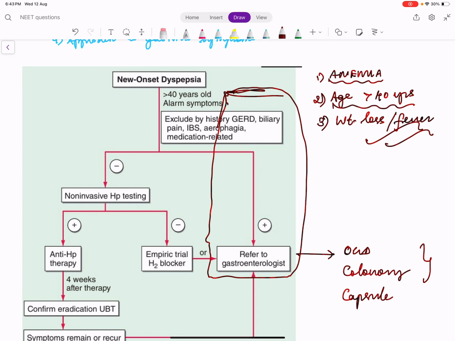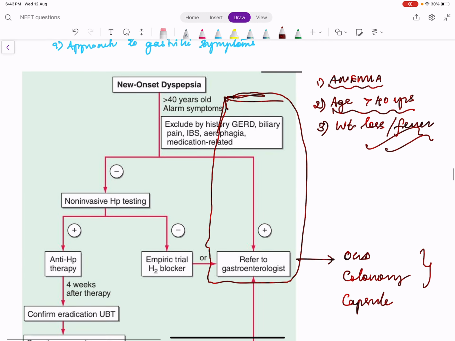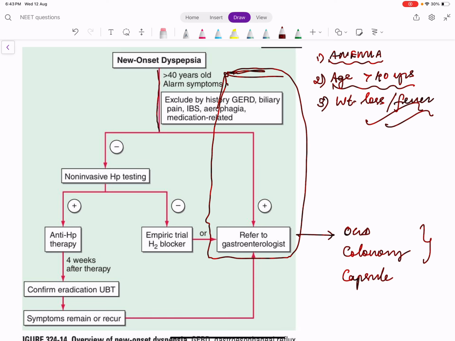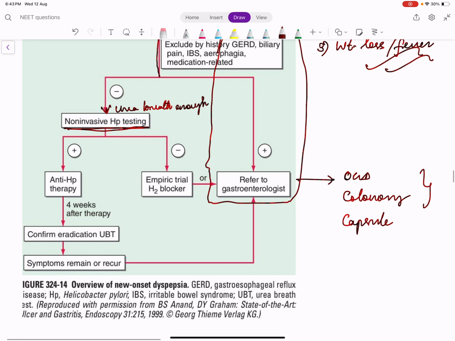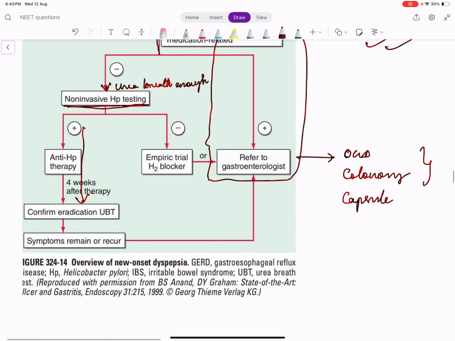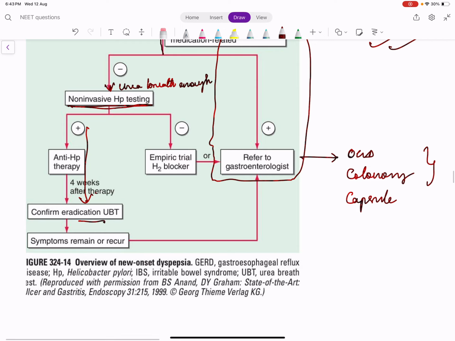Suppose none of these alarm features are present, we always have to rule out H. pylori. We need not do an invasive endoscopy to take a biopsy and do a silver stain or a rapid urease test to diagnose H. pylori. Non-invasive H. pylori testing like H. pylori antigen testing in the blood or stools or the urea breath test alone is enough. So if there are no red flag signs, we can do non-invasive HP testing. If it is positive, we can treat and confirm eradication. Suppose this test is negative, just a trial with a blocker is enough.